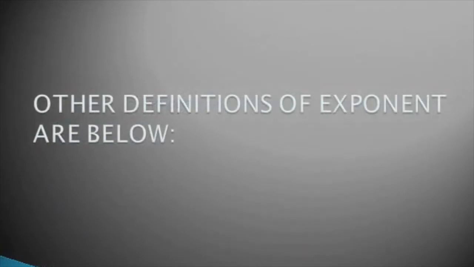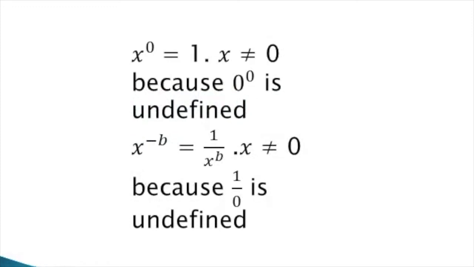We also have other definitions of exponents. Other definitions of exponents are: x to the power 0 is equal to 1. Notice that x must not be equal to 0. We also have x to the power negative b, which equals 1 divided by x to the power b. Notice also that x must not be equal to 0, because 1 divided by 0 is undefined.